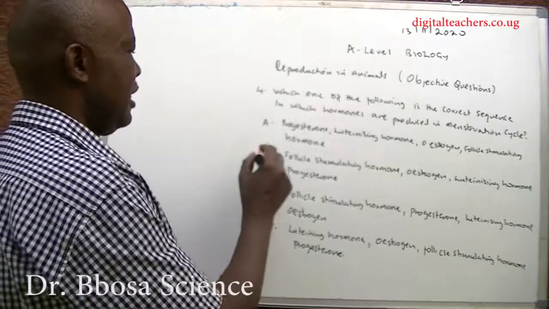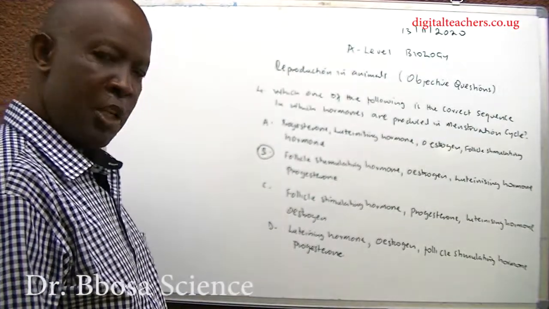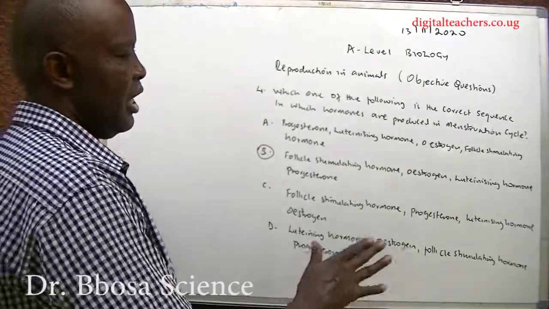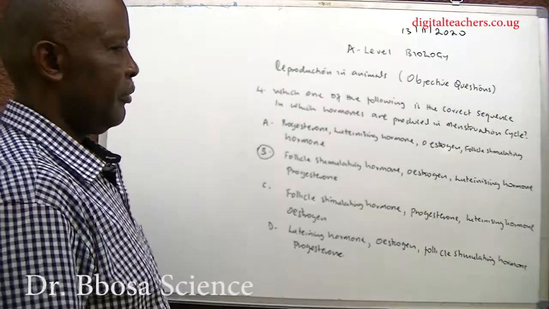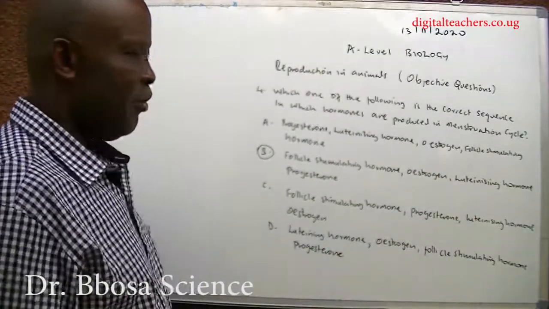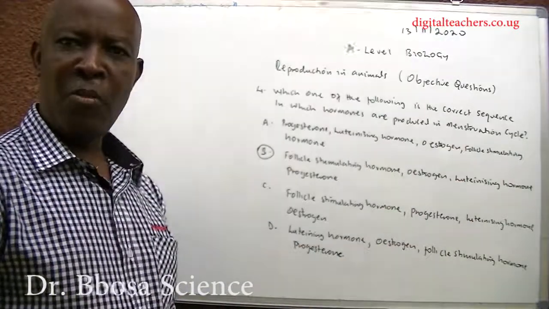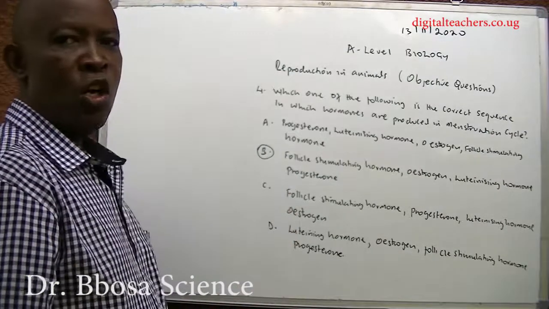The answer is B. Follicle stimulating hormone produced by the anterior lobe of the pituitary leads to production of estrogen in the ovary. Then luteinizing hormone from the pituitary causes the development of corpus luteum that produces progesterone.